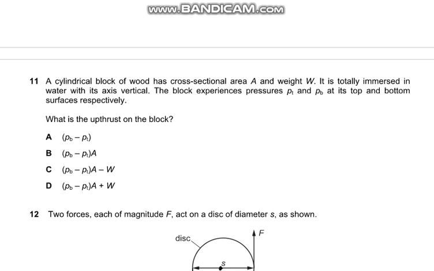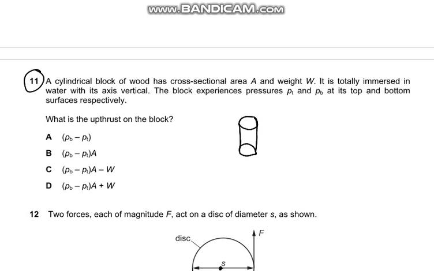Hello, so this is A-Level Physics, Winter 21, Paper 1, Variant 2. We will continue with question number 11. A cylindrical block of wood has cross-sectional area A, weight W. It is totally immersed in water with axis vertical. The block experiences pressures PT and PB, P top and P bottom.